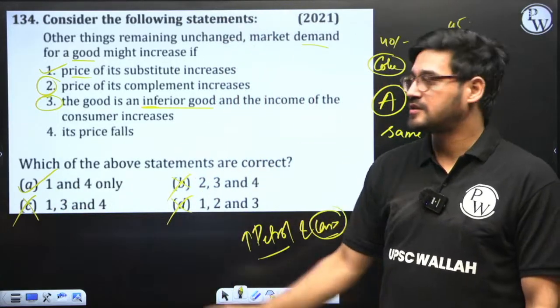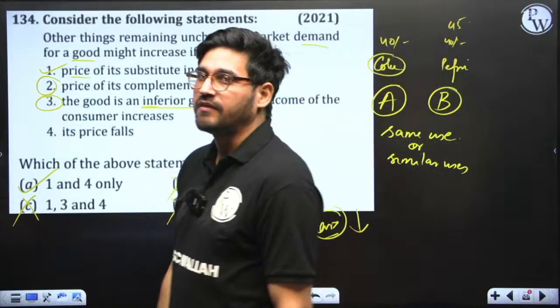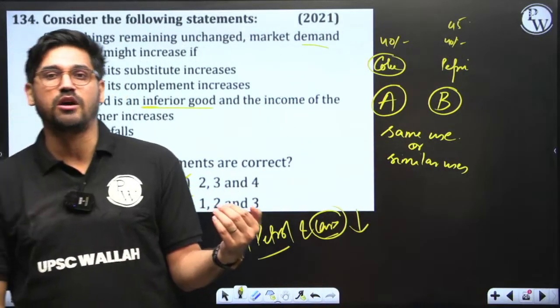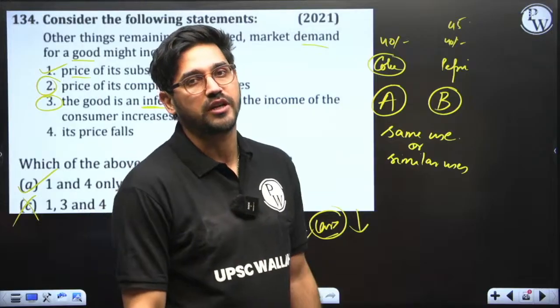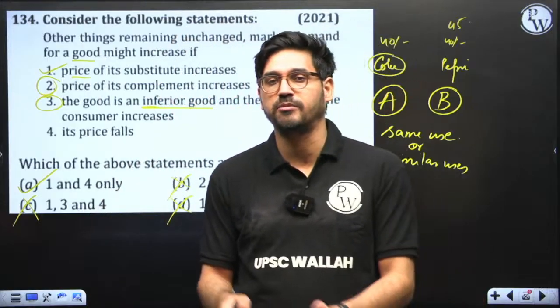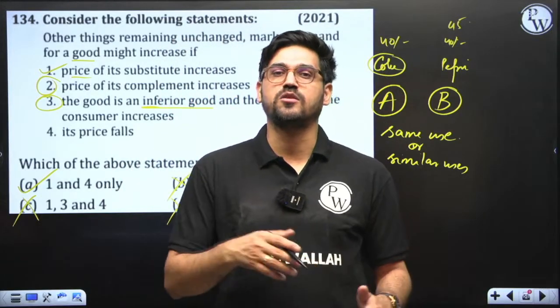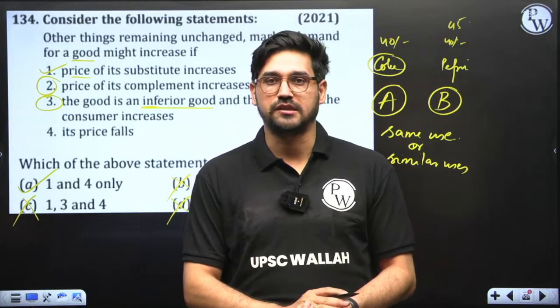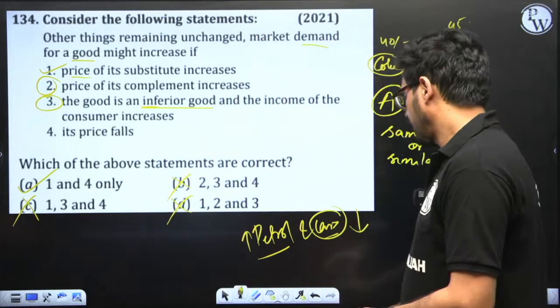Its price falls. Now this is the law of demand, which is that the price of a commodity is inversely related to the quantity demanded. If the price increases, quantity demanded should decrease. And if the price decreases, quantity demanded should normally increase. We'll move to the next one.